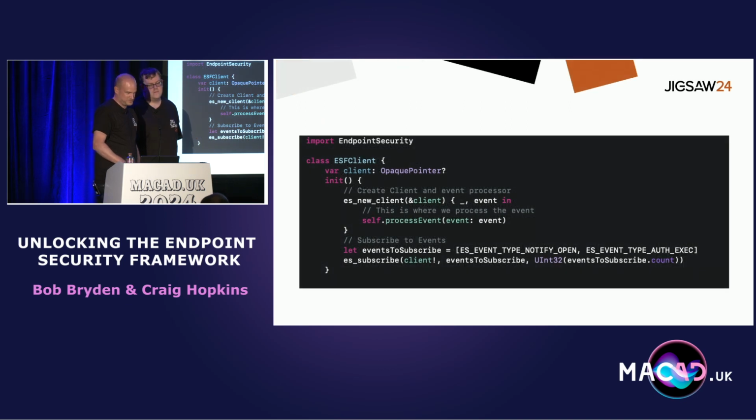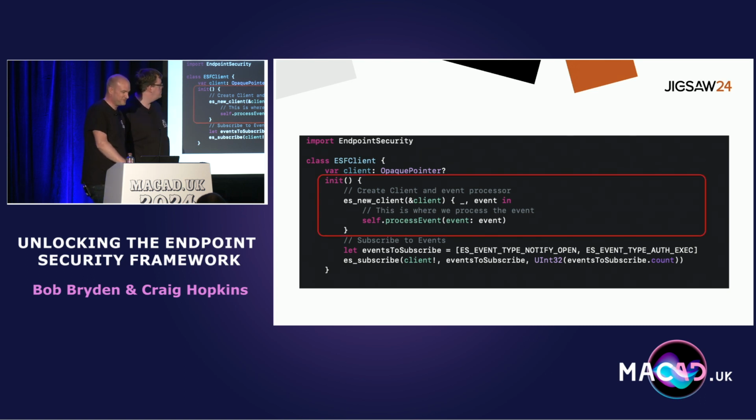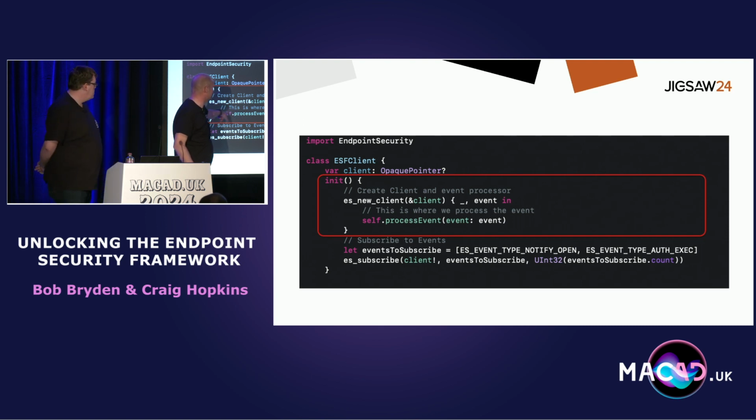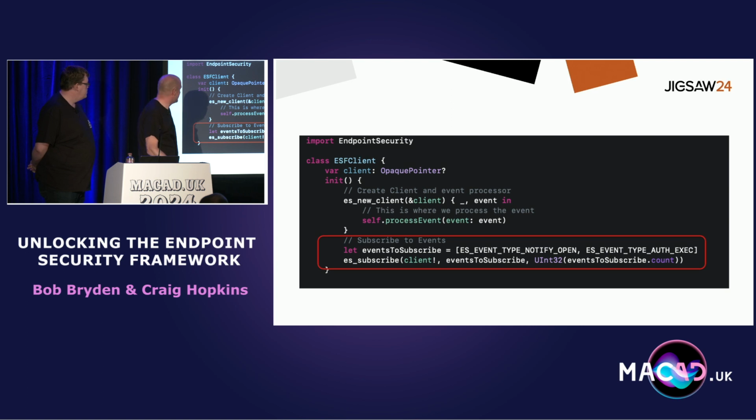And we've got a little bit of code, for those of you that are into Swift code, you can see how relatively easy it is to get started. So we create a client, and we then choose where to process the events. So you create the client, and then you just pass off a function to process that when it comes in. And then you choose the event types that you want to subscribe to, and it's literally just an array you pass through and just say open, auth execute, which triggers every time an application is executed.